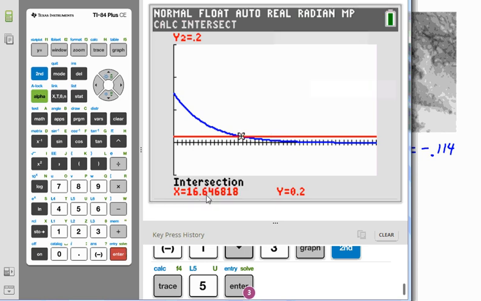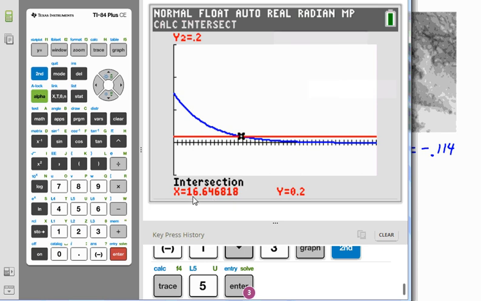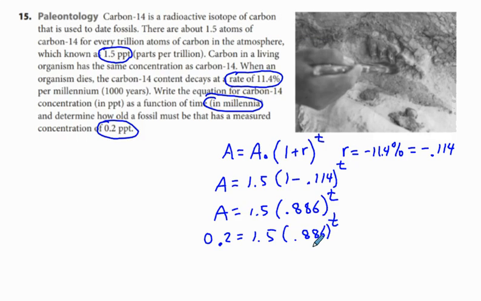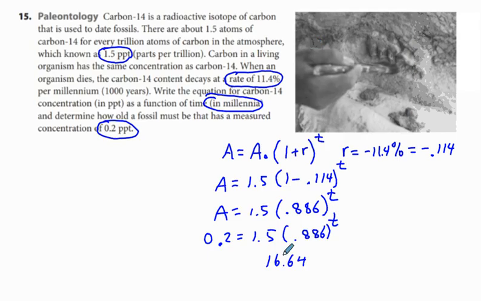So we get 16.65, looks like 16.645. Actually, you can write, if it's in thousands of years, it would be 16,647 years.